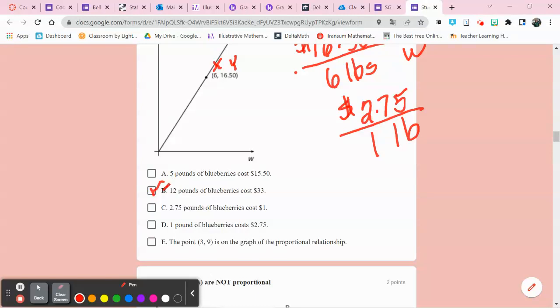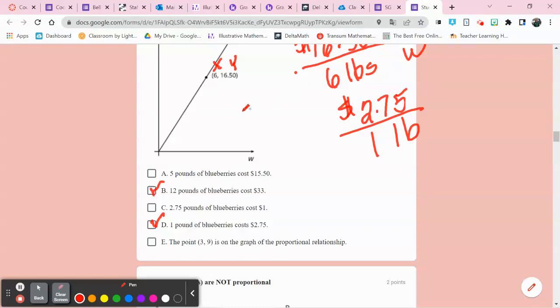All right. C says 2.7 pounds of blueberries cost $1. That's not correct. 2.75 is money. 1 needs to have pounds behind it. That is a trick question because they changed the units. Don't get caught. Then D, 1 pound of blueberries costs $2.75. It does.